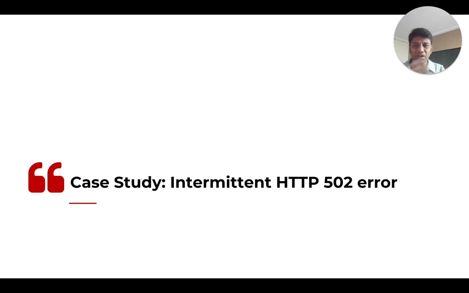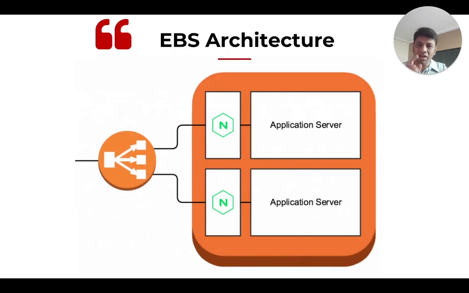It was not happening always, but intermittently. Some transactions were getting 502 and some were not. So this is how the Elastic Beanstalk architecture looks. At the very front there is an Elastic Load Balancer, and then each container will have an Nginx server and then an application server. That's how they are architected.